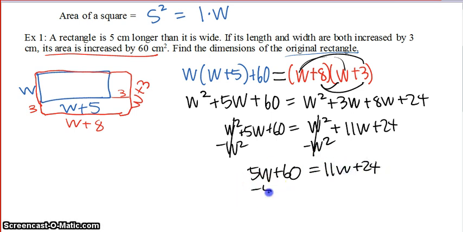I'm going to go ahead and move the W's to the other side just because they'll give me a positive number. So 60 equals 6W plus 24.